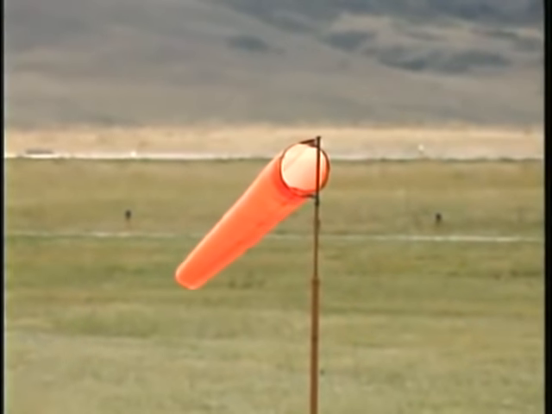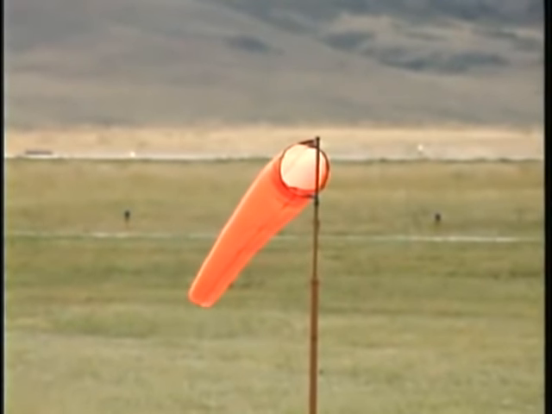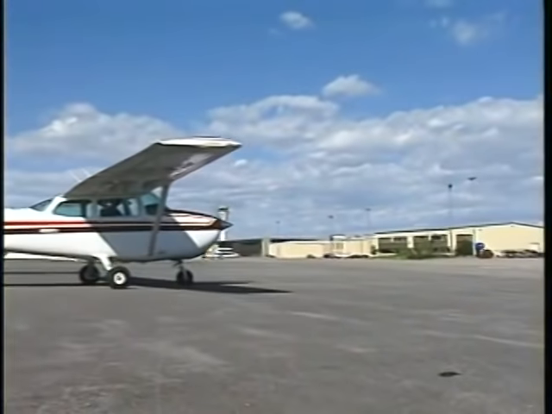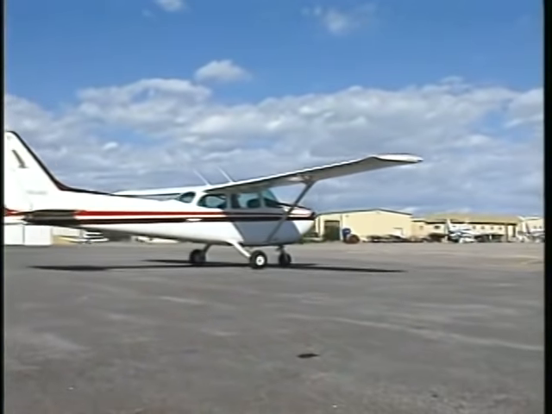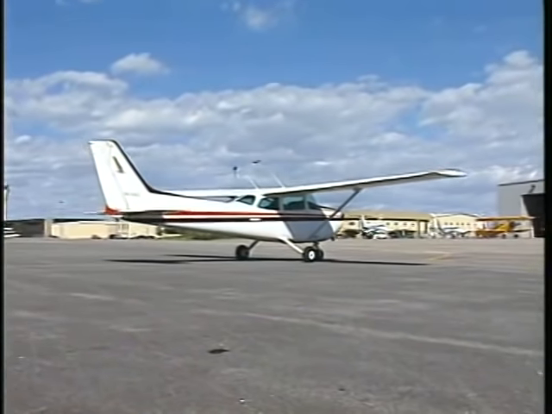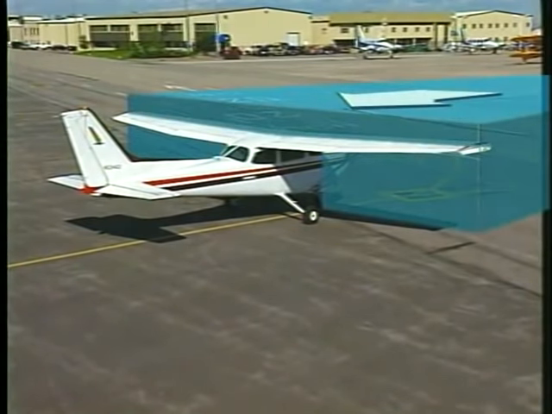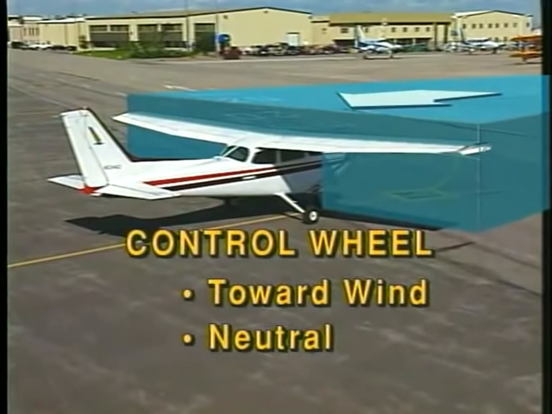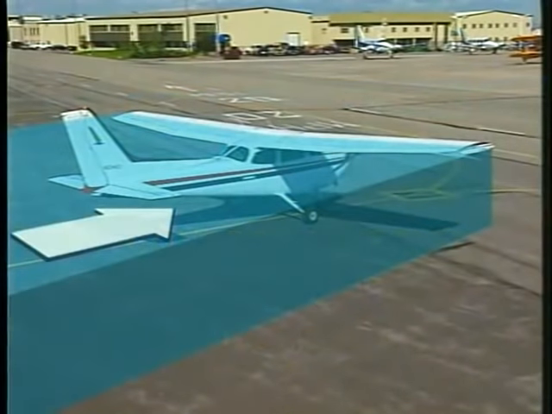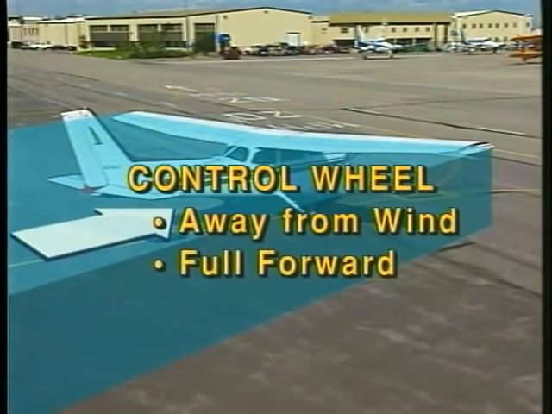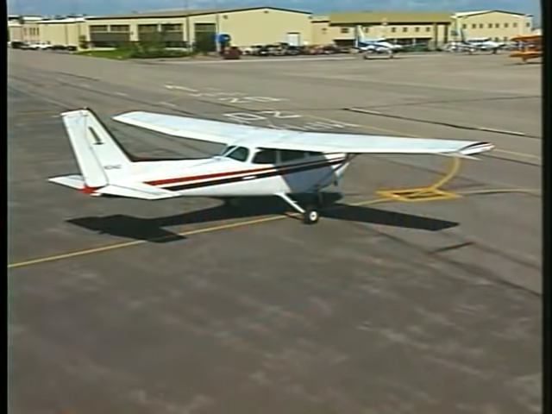Wind blowing over the airplane and its control surfaces is another consideration when taxiing. Let's take a look at several situations and see how the flight controls are used to overcome the adverse effects of wind. There are two general guidelines you should follow. If the wind is blowing toward the front of the airplane, turn the control wheel toward the wind and apply neutral or slight forward pressure. If the wind is from behind the airplane, turn the control wheel away from the wind and push it full forward. Let's take a look at why these general guidelines are true.